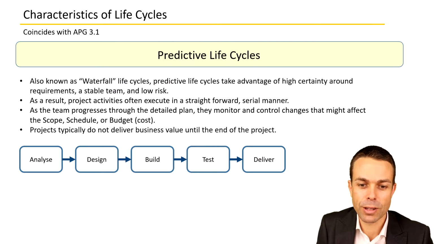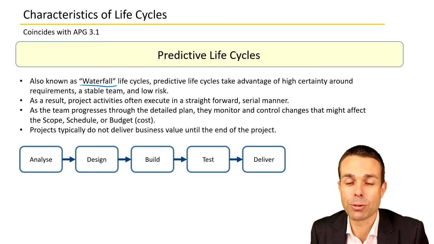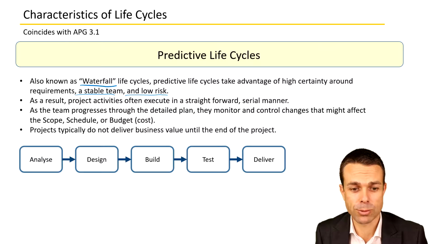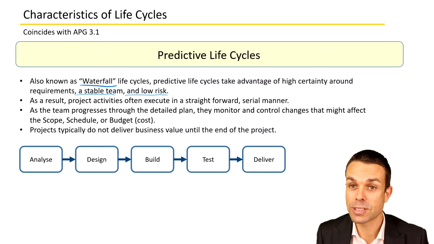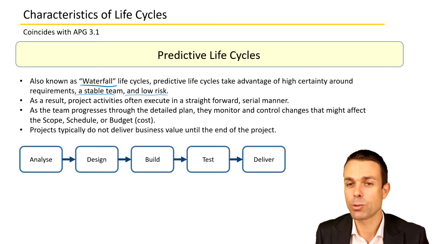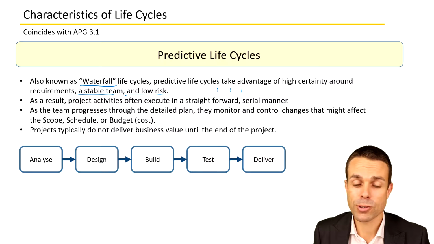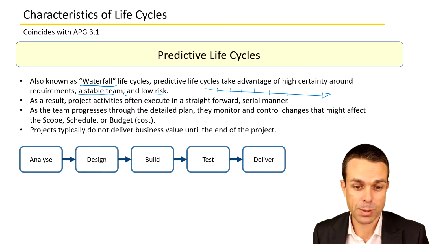The predictive life cycle is also known as the waterfall life cycle. So it takes advantage of high certainty. We've got a lot of certainty around the requirements, we've got a stable team, and there's really a low risk involved, not much risk. As a result, the project activities often execute in that straightforward, serial manner, step by step. So we'd go through things like kicking off the project, creating the project management plan, gathering the scope and requirements, doing the schedule, cost, risk, all of those things in a step-by-step manner from a project management perspective.